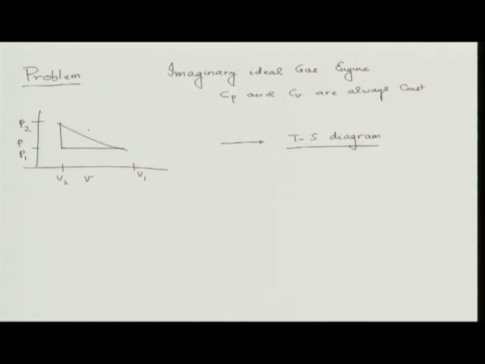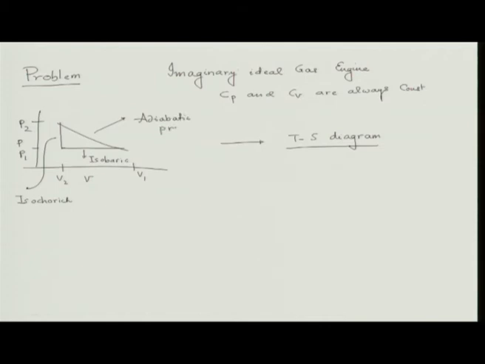So, immediately see what these processes are. This keeps your pressure constant. So, this is isobaric, this is obviously volume constant, we know what this is, this is isochoric, and finally this is my isentropic or adiabatic process.